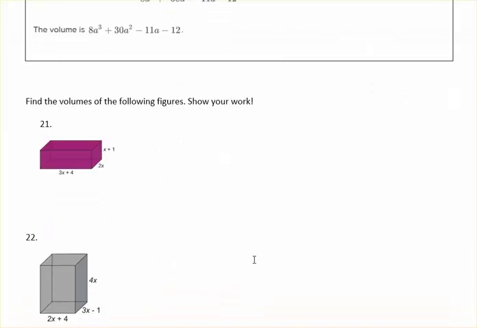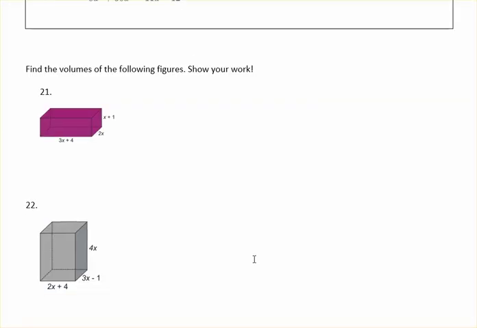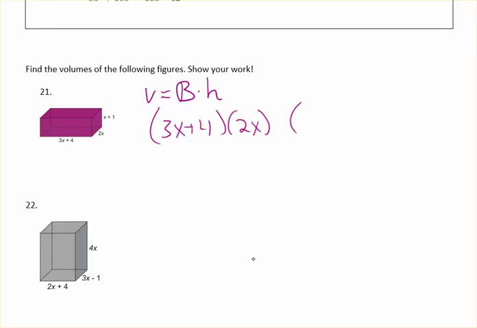They both are very similar to the example. I'll start you out on 21. We are going to find the area of the base times the height. The area of the base is 3x plus 4 times 2x. And then we will multiply that by the height of x plus 1. There's no reason that you have to multiply this before you multiply the other one. You can multiply them in a different order if you decide to. I'm just going to go ahead and do it this way.